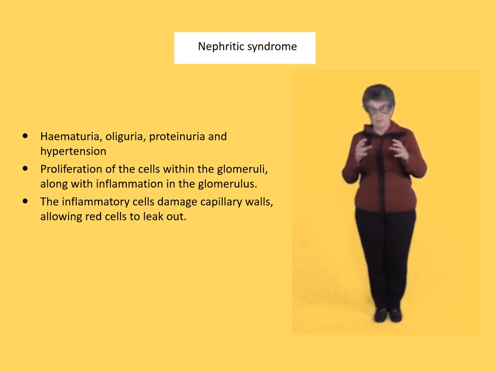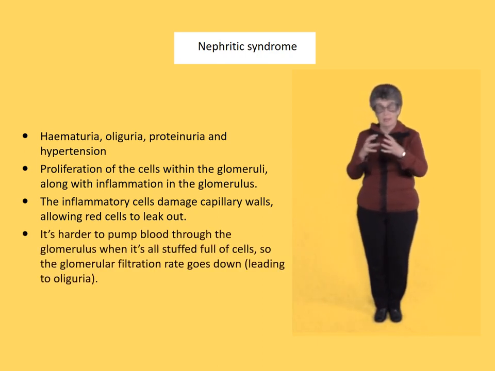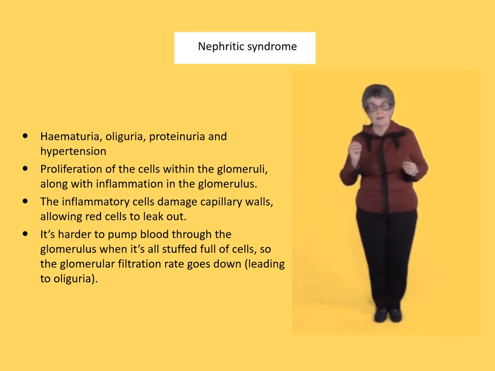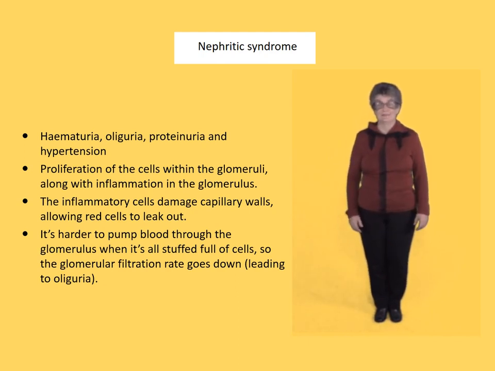It's really hard to pump blood through a glomerulus when it is stuffed full of cells and the capillaries are closing up. So the glomerular filtration rate goes down, leading to oliguria. And the hypertension, the blood pressure, increases as the kidney tries to compensate for the decreased amount of blood trying to get in there.